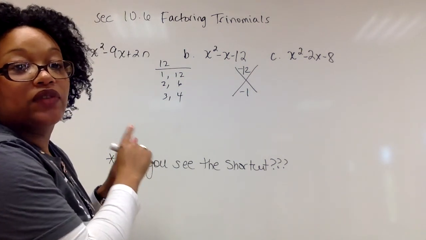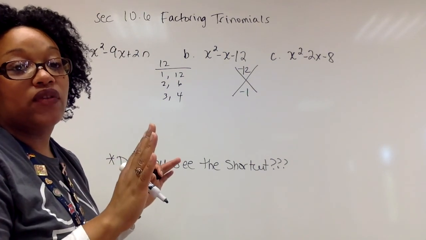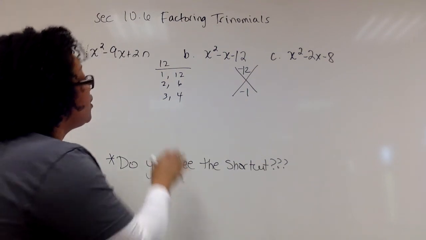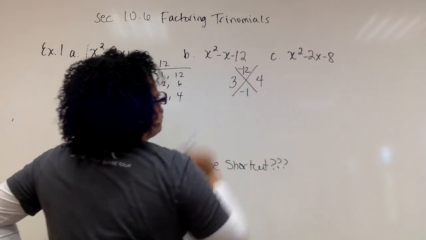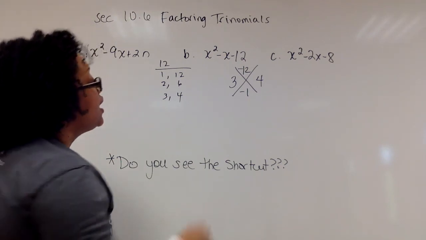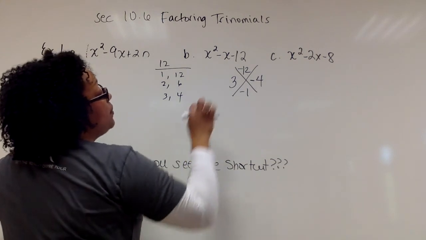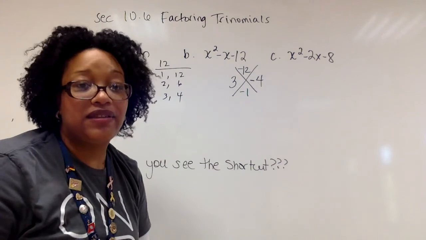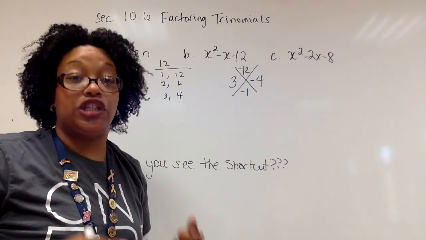Which pair of those numbers, if you were to multiply them, would give you -12, but if you were to add or subtract them, give you -1? Well, hopefully you keyed into the 3 and the 4. Now, one of these needs to be negative so that I subtract to get -1. Because this is a negative, that means my 4 needs to be negative, because 3 minus 4 is -1. This is just basic arithmetic and knowing your multiplication facts. I can't teach it. You either know it or you don't.